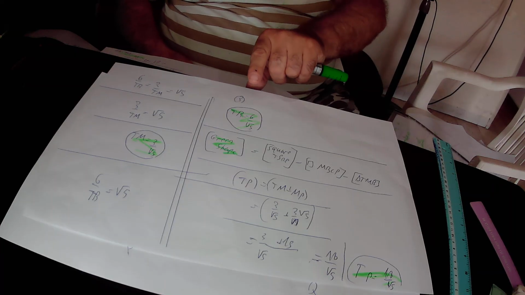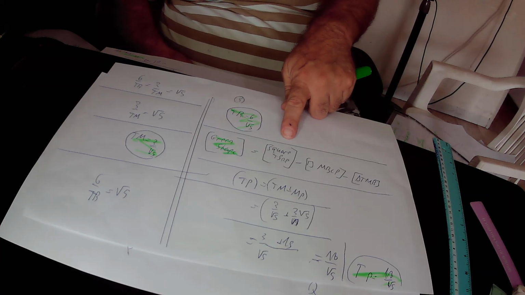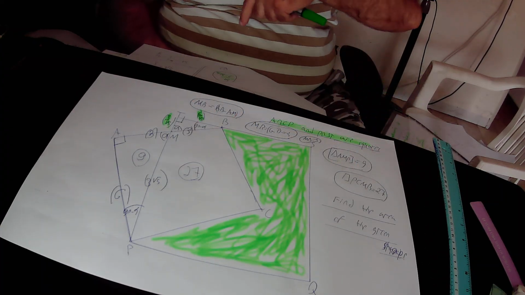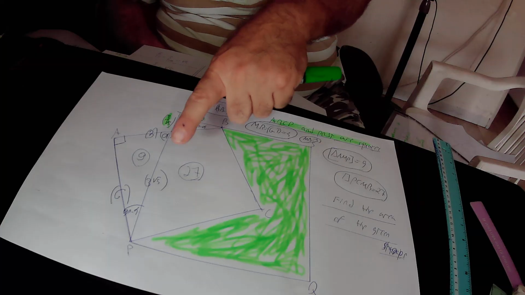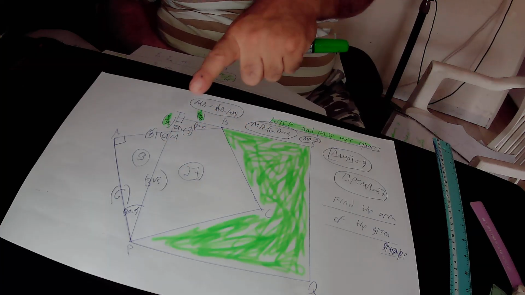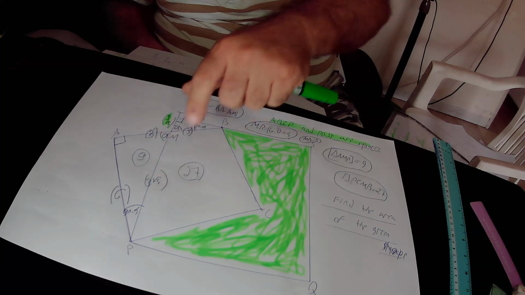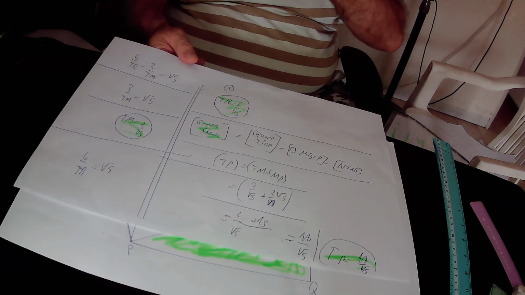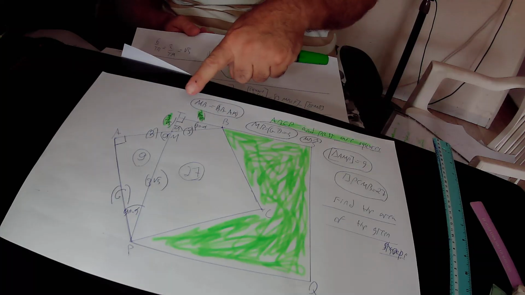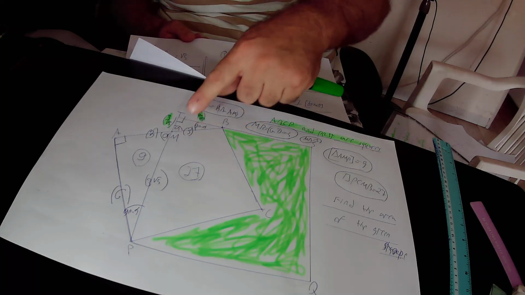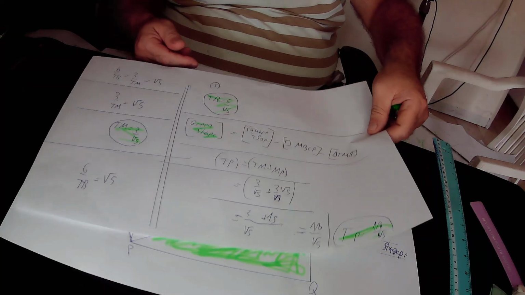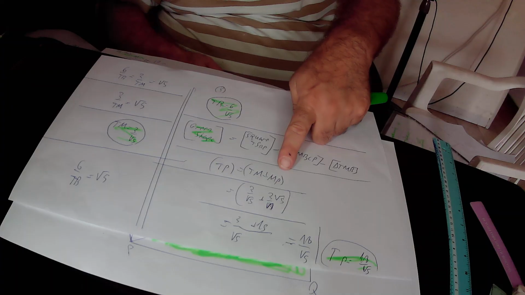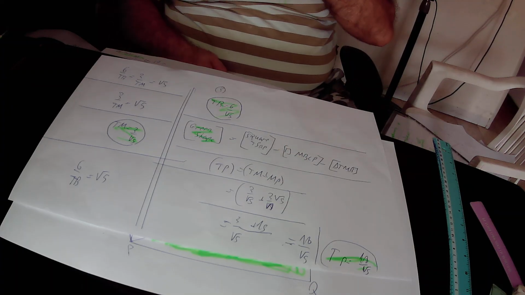So we have to find the area of the big square TSQP. First, we find the length of one side of the square, that is TP. TP equals TM plus MP. So TP equals TM, that is 3 over square root of 5, plus MP, that is 3 times square root of 5.